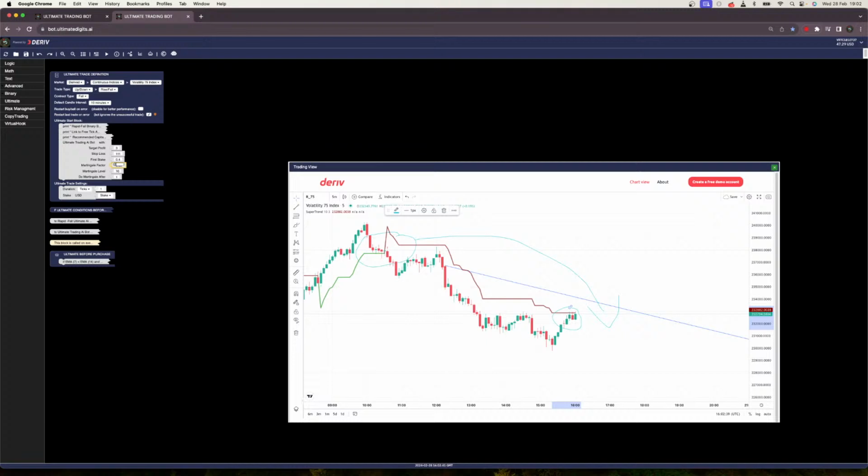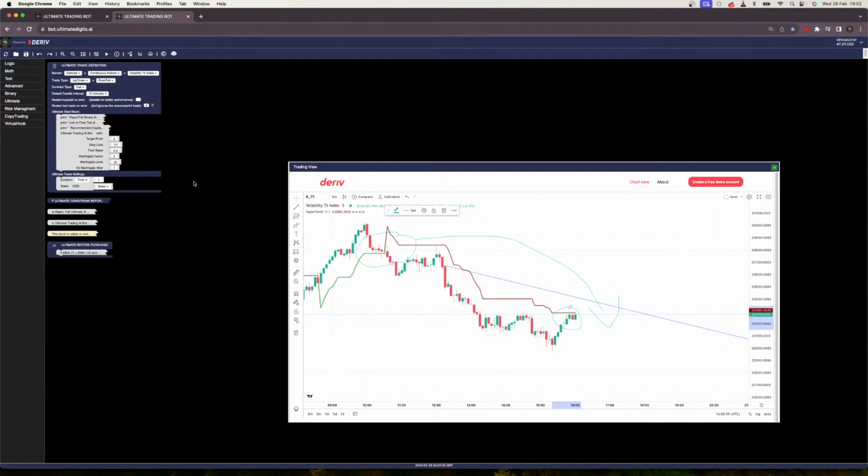The martingale factor, the maximum I would recommend is 2. That means if the first trade is lost, the bot will multiply the next trade times 2. I'm using a trade duration of 5 minutes, because I want to give the trade some time to run.